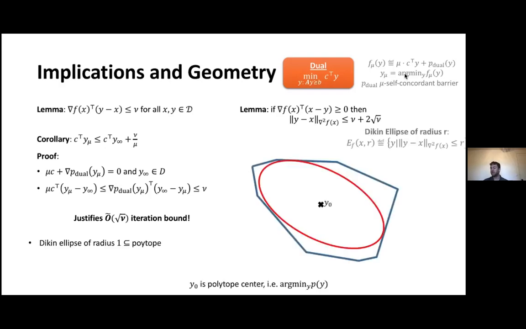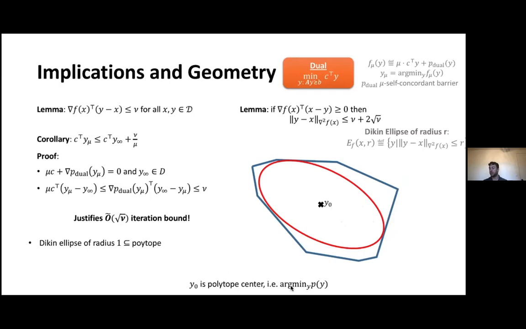All right, second one, let's look at this second lemma. Recall last lecture, we looked at the Dikin ellipsoid of radius r: for a point x, we look at all points y that are at most distance r from it in the Hessian norm, which gives some sort of ellipse. If we pick r to be 1, this is the Dikin ellipsoid of radius 1, and we proved that for a self-concordant function, the Dikin ellipsoid is inside the polytope for every single point. In particular, it's inside the polytope at the polytope center.